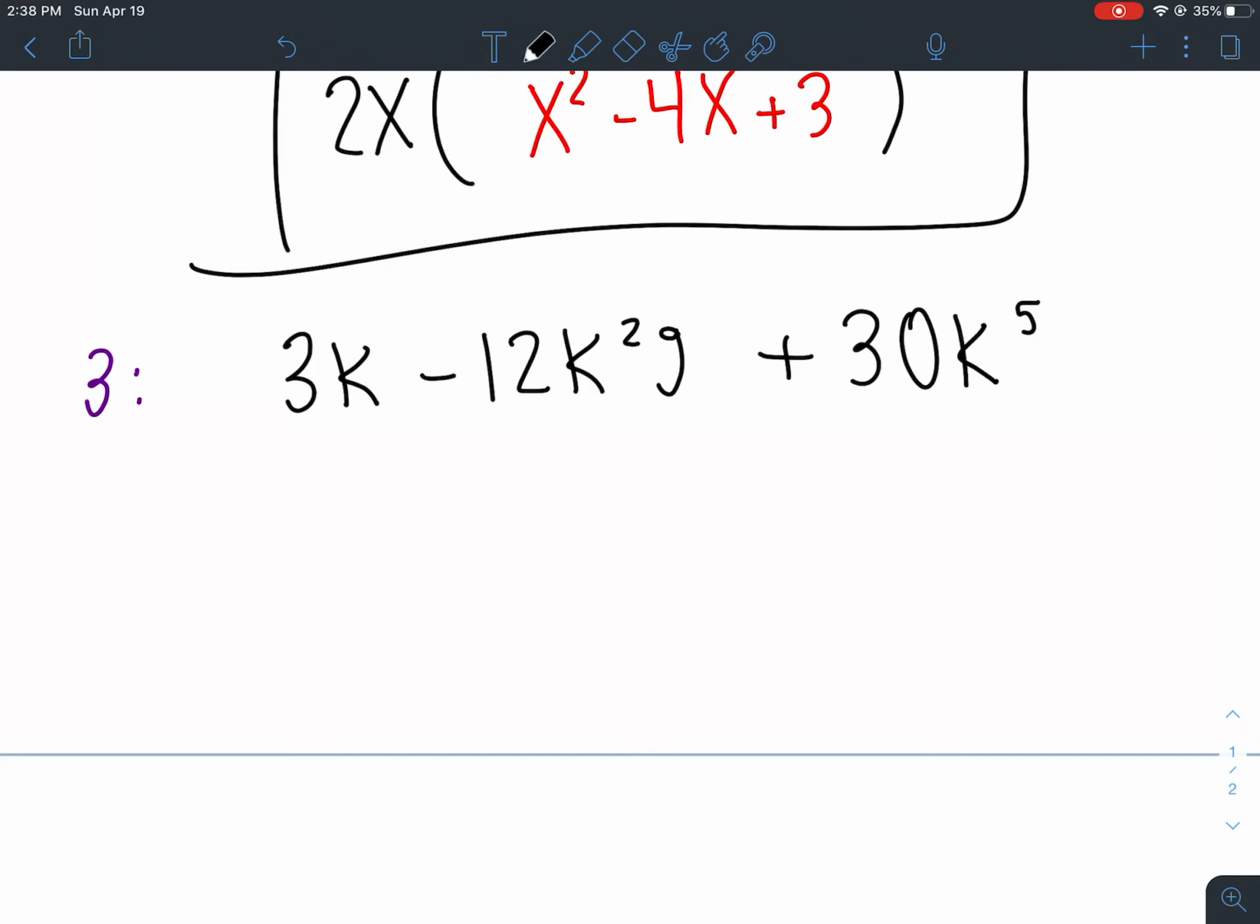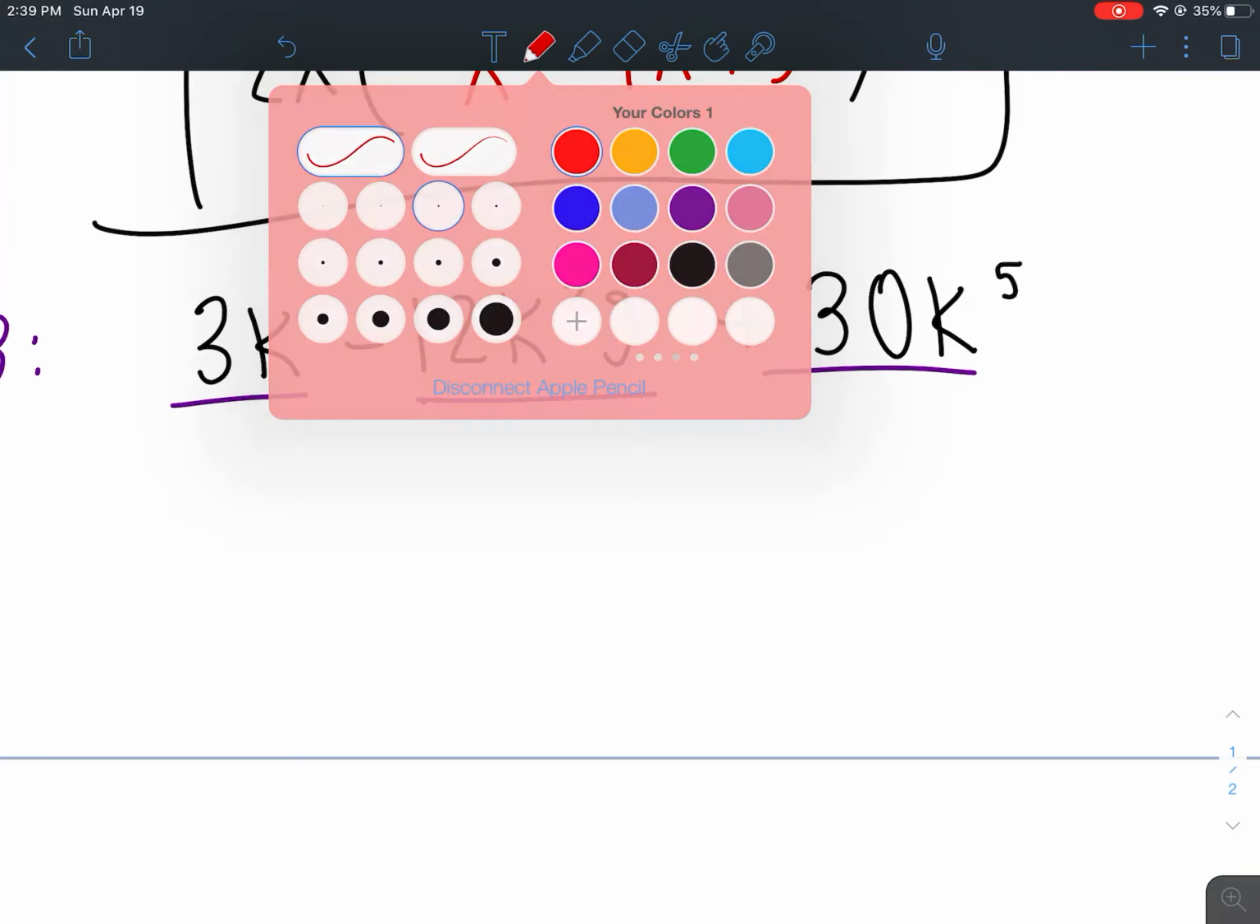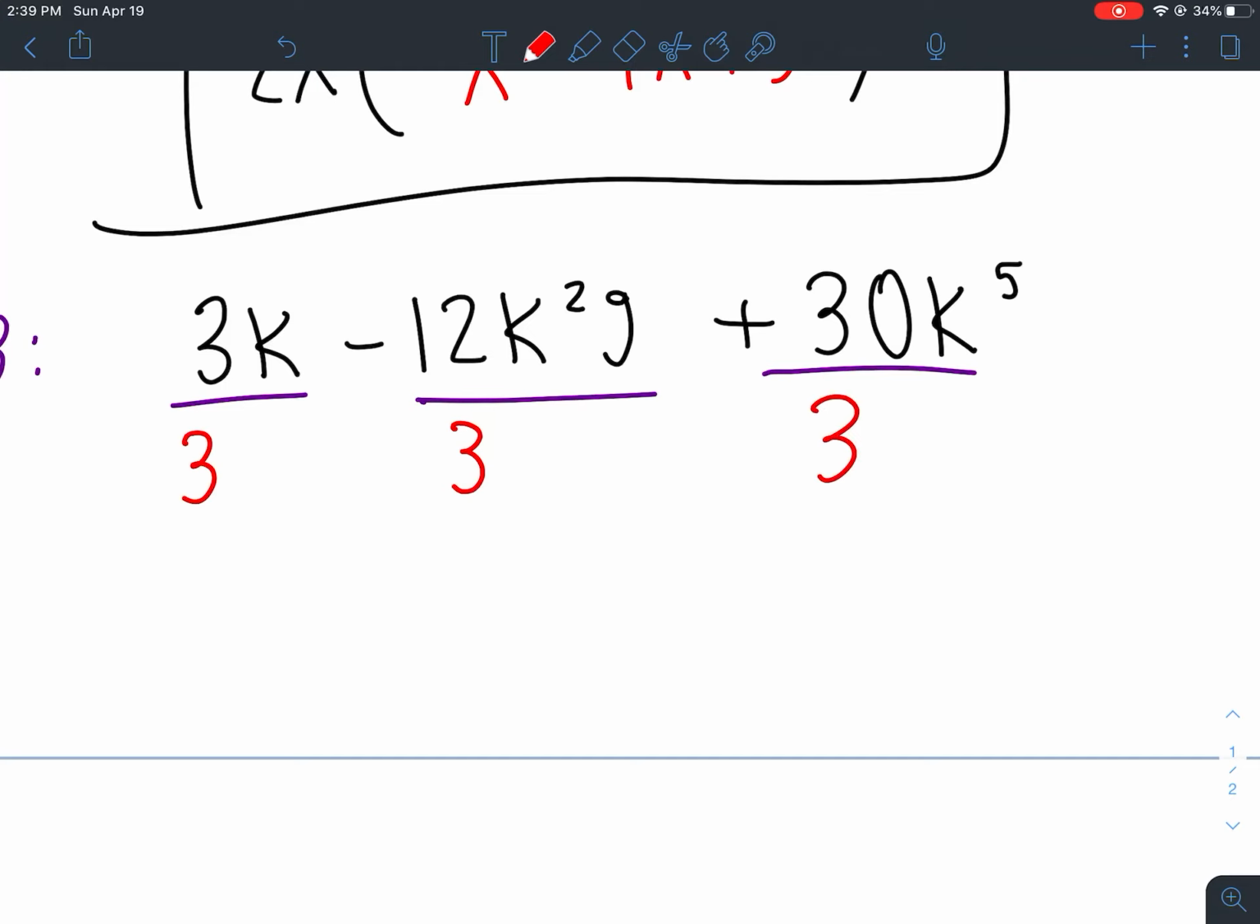And lastly, we have 3k minus 12k squared g plus 30k to the 5th. Okay, here I have 3 terms, so I know I'm going to write 3 division bars. All right, I'm going to look at my coefficients first. I have 3, 12, and 30. What is the largest number that goes into all 3 terms? The largest number that goes into all 3 coefficients is going to be 3. Okay, 6 can go into 30 and 6 can go into 12, but 6 cannot go into 3, right? Because the only factors of 3 are 1 and 3, so we can't go anything bigger than that.